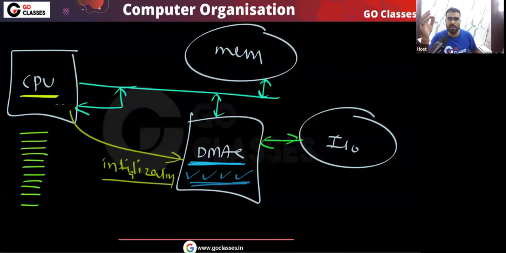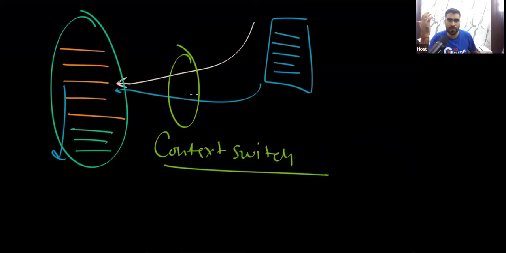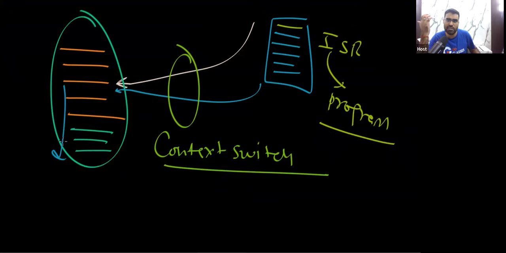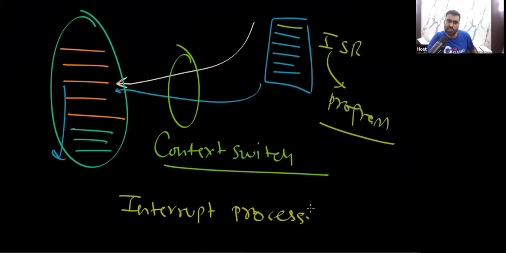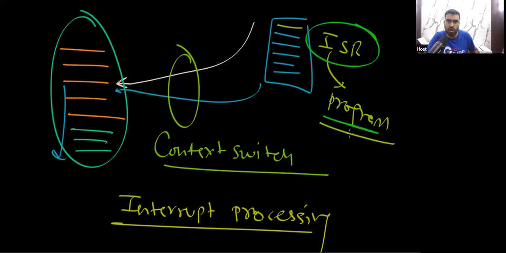Let me tell you what will happen. The CPU does not need to save the context, because remember, here there is no context switch. The CPU is not executing a new program. Please focus here. In interrupt processing, the CPU needs to execute the ISR, which is a program. Do you agree? In the previous lecture, we have already seen this.